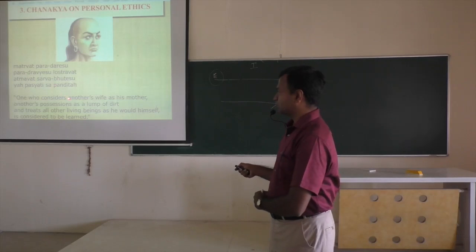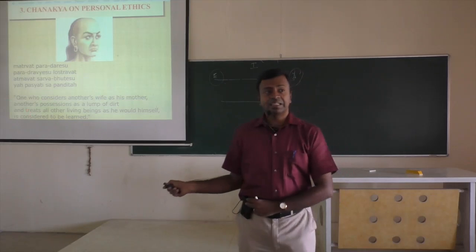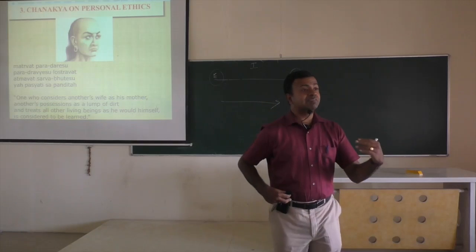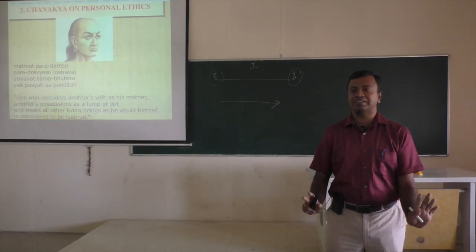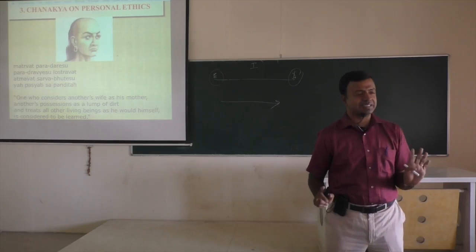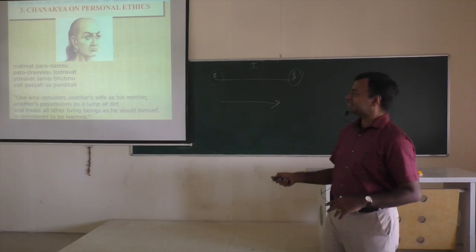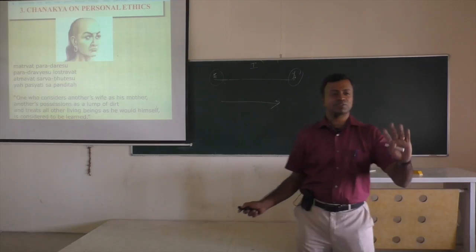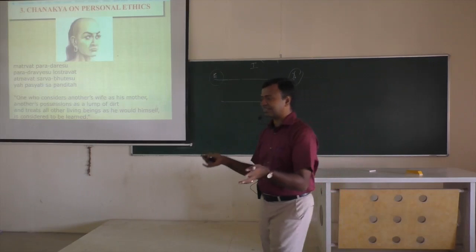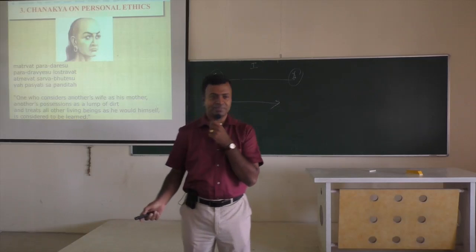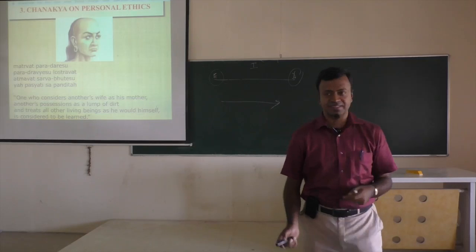Atmavat sarva bhuteshu means treat other people the way you wish to be treated yourself. That means how you wish yourself to be treated in a situation, treat the other person exactly like that. He says if somebody has these 3 parameters, he is actually learned. So this was the civilization and the culture that Chanakya comes from, what he actually stands for and expressed in this saying.